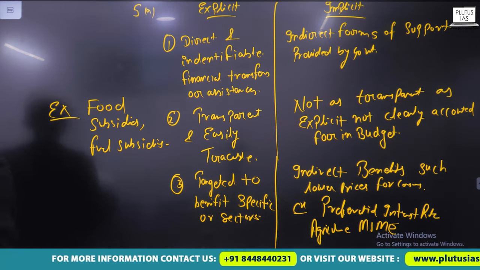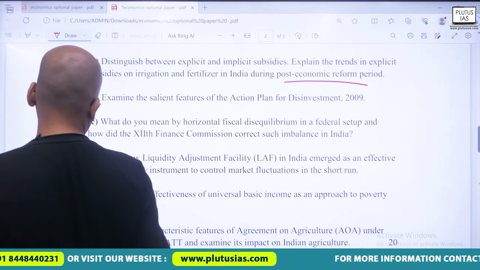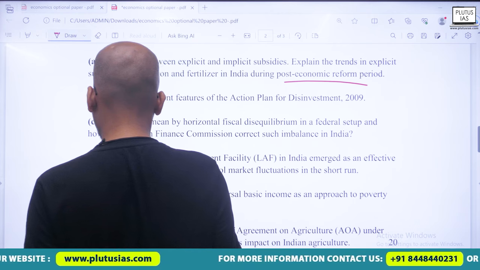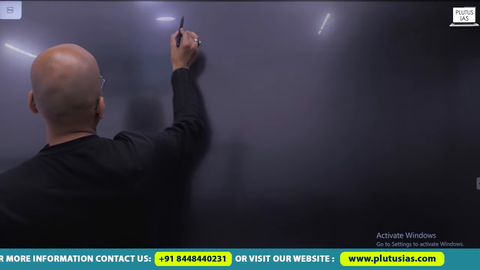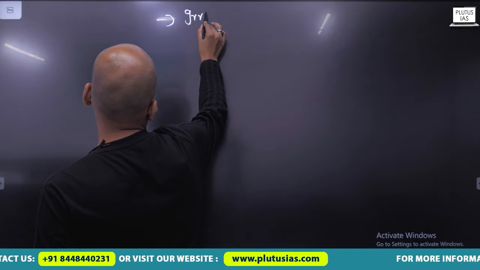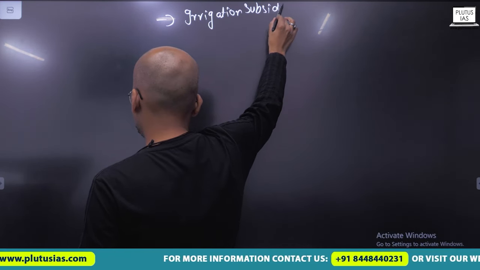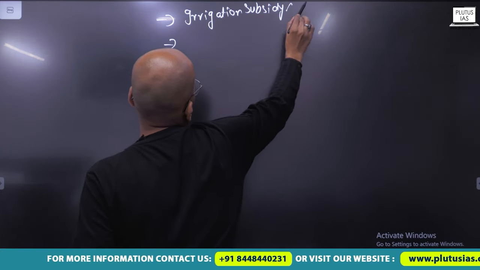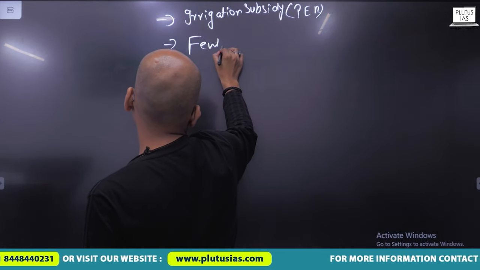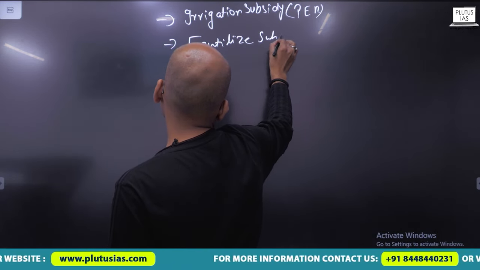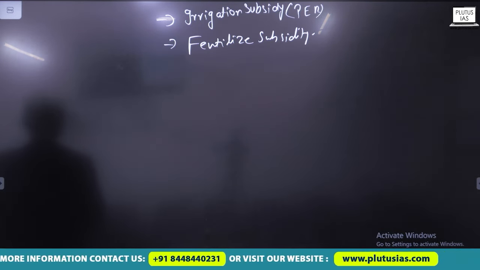Now, what's the impact of this explicit on irrigation? So, certain points I'm writing, these are the impacts. Like irrigation subsidy was given, then after, and this was given post economic reforms, okay. Then fertilizer subsidy was also given, right? Fine. Moving on.